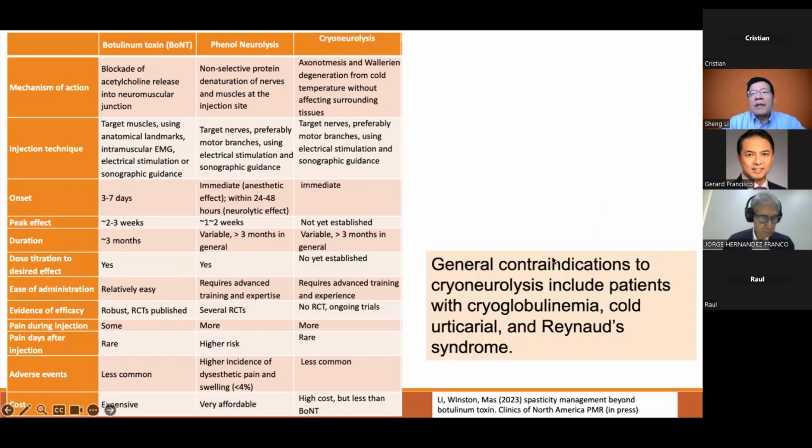Of course, we need to consider the general contraindications to cryotherapy, as these are the factors listed here. If you are interested in the further details about cryoneurolysis and phenol neurolysis, I recommend you look into the recent article I co-authored with Dr. Paul Winston and Dr. Manuel Mas, Spasticity Management Beyond Botulinum Toxin, which is now in print.